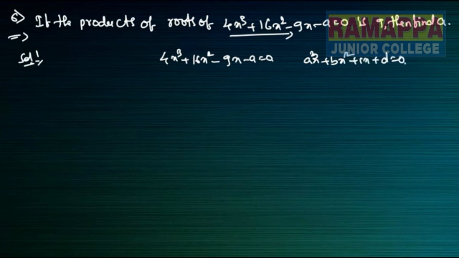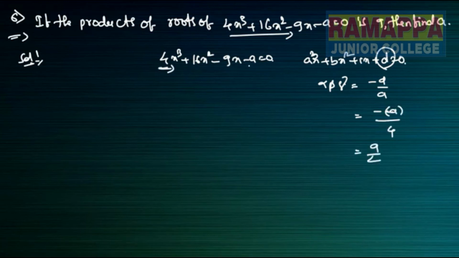So from this product of the roots alpha, beta, gamma, we get minus d by a. So d is equal to minus a divided by a, which is 4 here. So plus a by 4 will come.